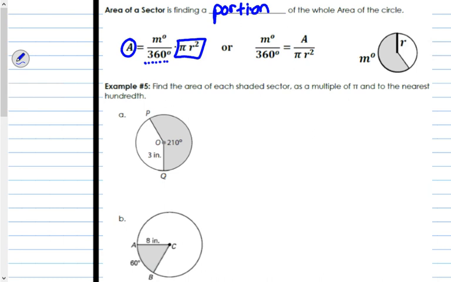Okay? So your area is a fraction. An area of a sector is a fraction of the whole area. And so M is the central angle, or arc measure. So let's do example 5a.